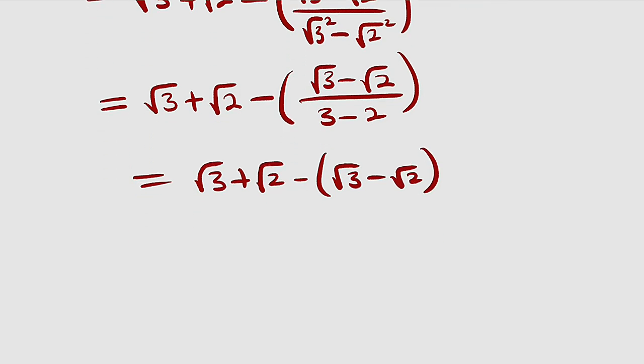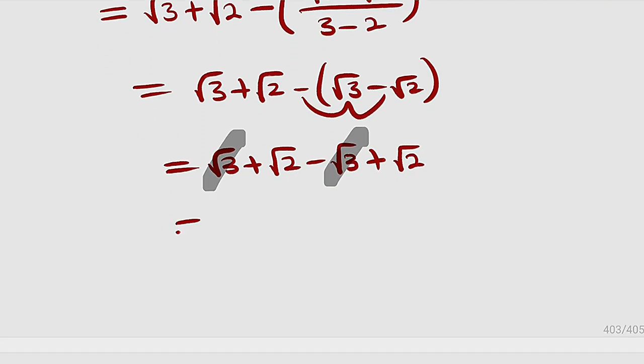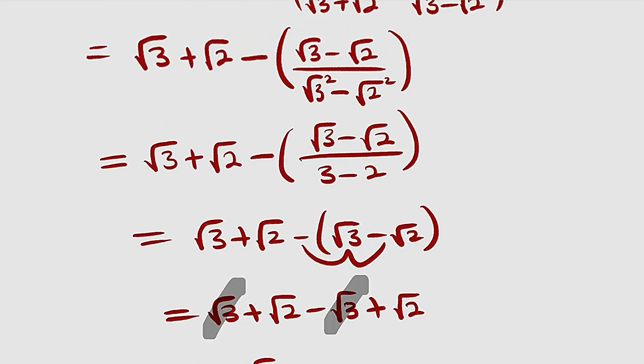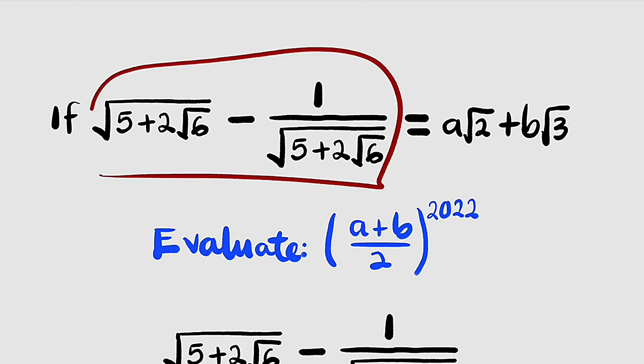So let's expand the bracket by distributing the negative inside. So we have √3 + √2 − √3. This negative will turn this one to positive, so we have + √2. You can clearly see that √3 − √3 is 0. All we have is √2 + √2, which is equal to 2√2. So this implies that the whole of this expression on the left-hand side is just 2√2.